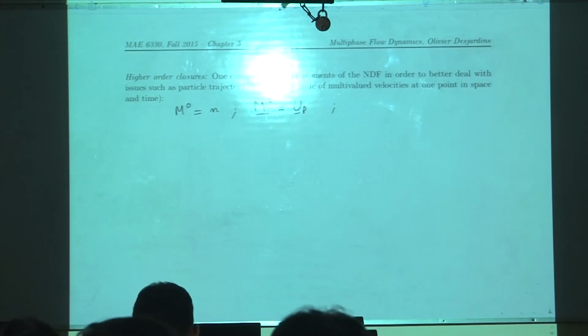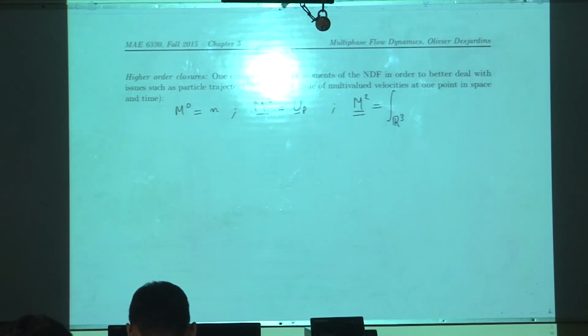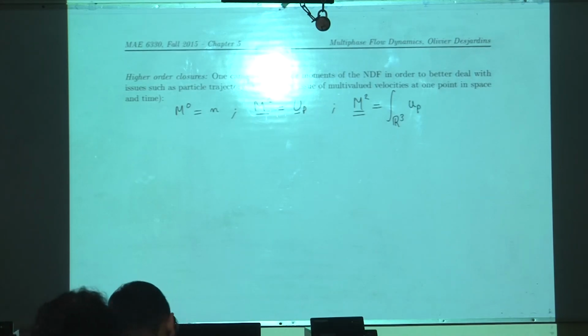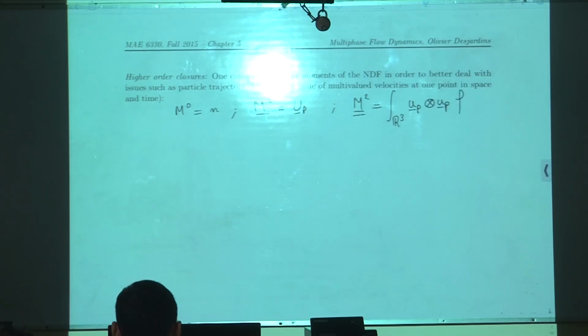And I'm going to continue and go to the next order of moments in velocity. So essentially I'm going to write now a second order tensor, m2, which will be the integral over r cubed, so all possible velocities, of the dyadic product of the velocity with itself times fp dup. Okay, that's the next step up in order of closure. But if you do that, you can see that in fact it's a very systematic process.